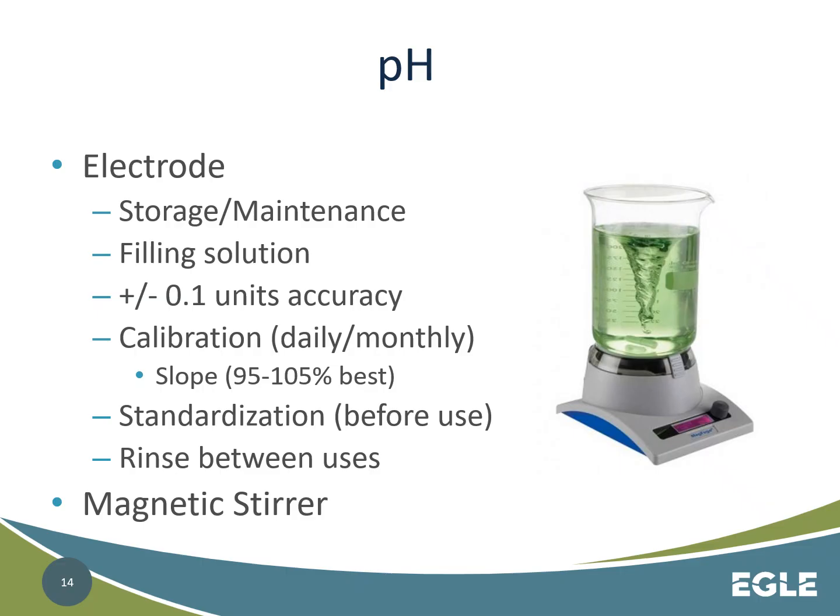It has an accuracy of plus or minus 0.1 units. pH is the measure of hydrogen ions or hydroxide ions within the solution. If it's super acidic, it'll have a pH towards 1. If it's super basic, it'll have a pH towards 14.